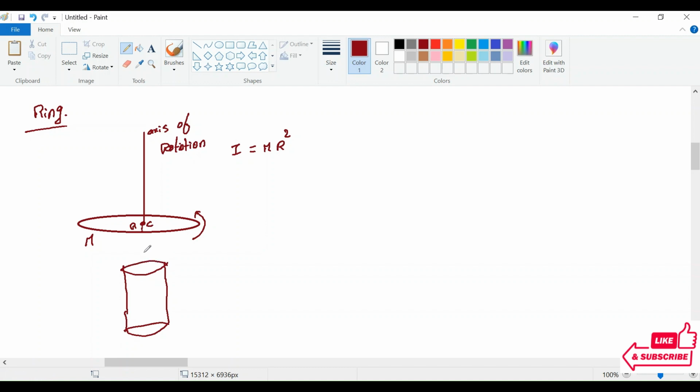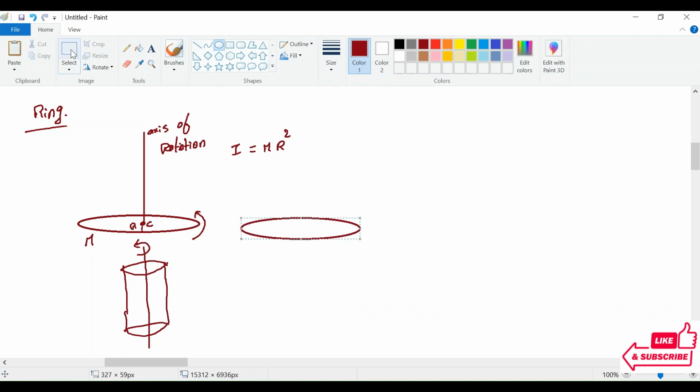Hollow cylinder also has the same formula, about this axis of rotation, because it is the same type. Or if it is a half disc, only a part of the disc is there, this part is not there, then also the same formula.